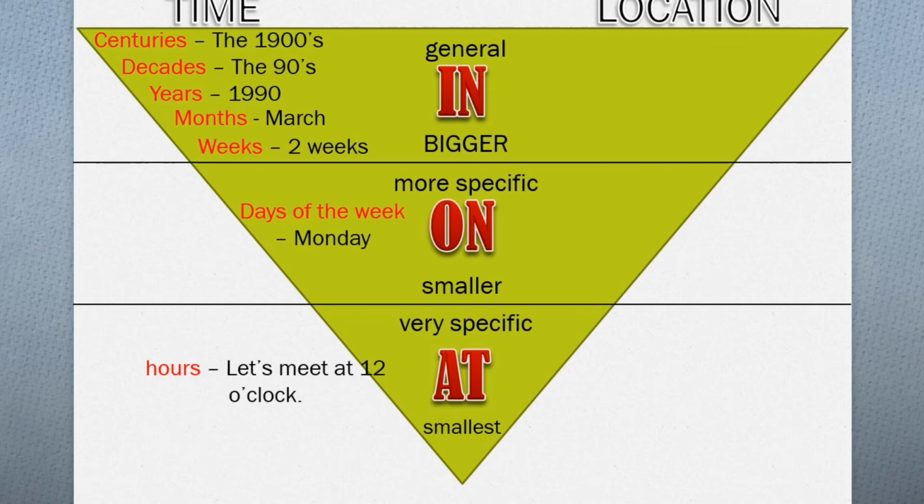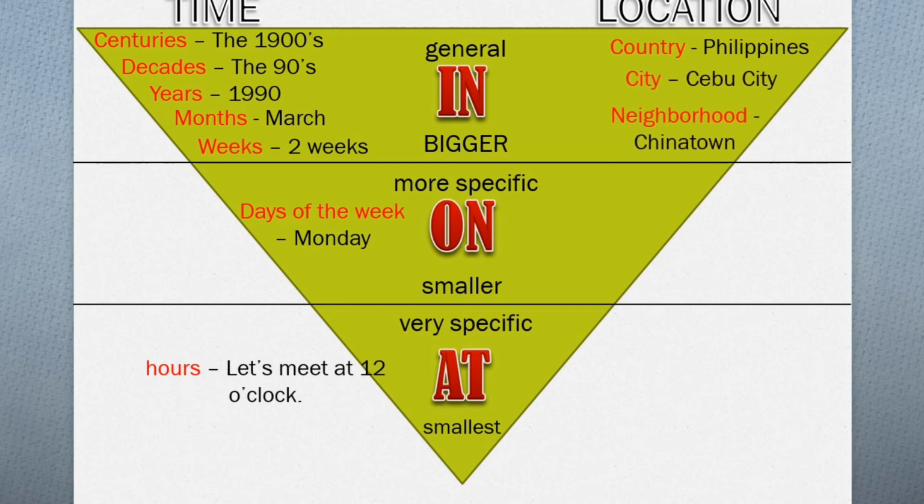When English speakers refer to a place, we use in for the largest or most general places. So examples are country, city, and neighborhood. For example, for country, Philippines. In Philippines. In Cebu City for city. And in Chinatown for neighborhood. For more specific places like certain streets, we use the preposition on. So streets and avenues will be using on. For example, I live on Main Street. The name of the street there is Main Street.